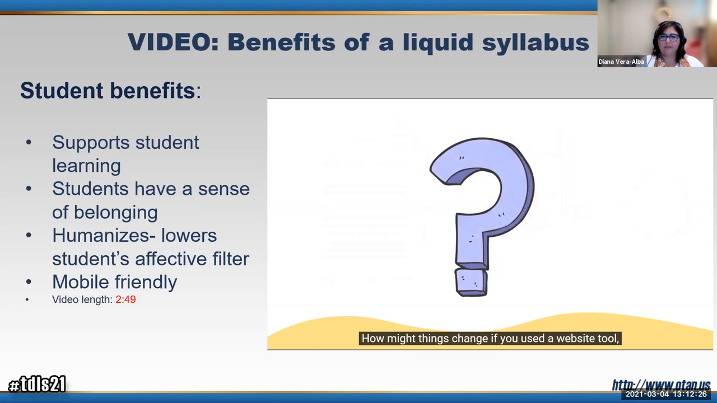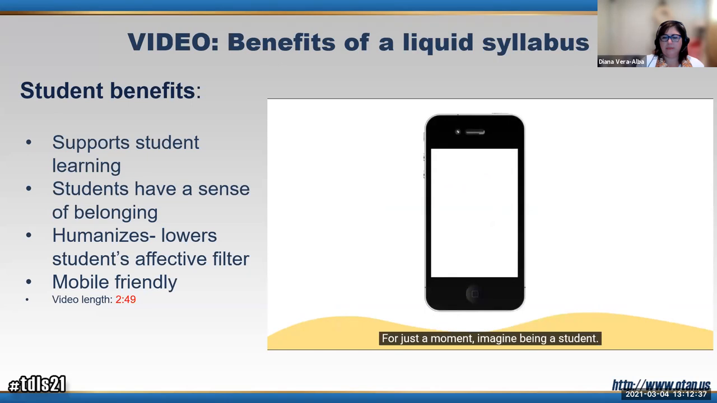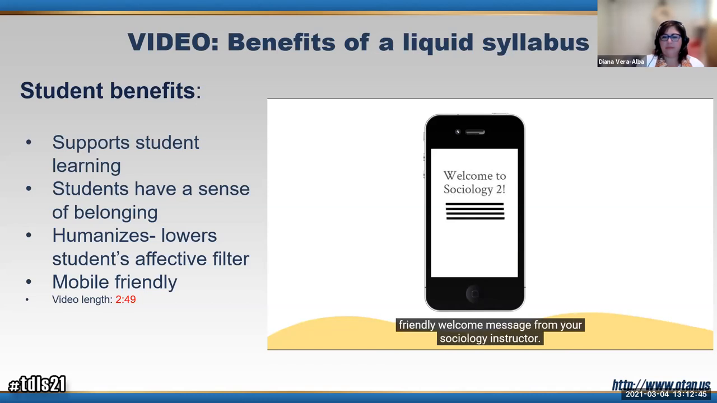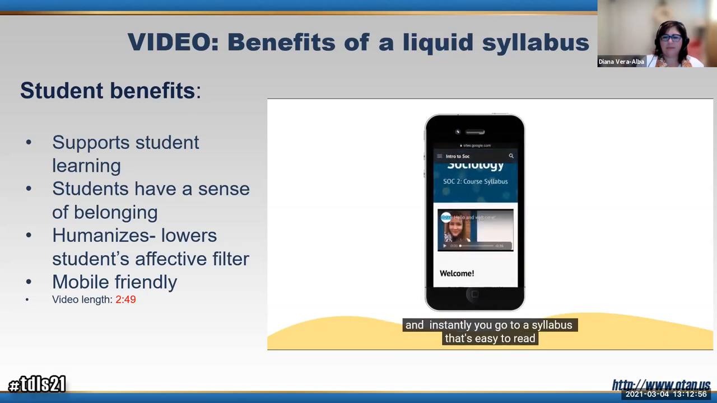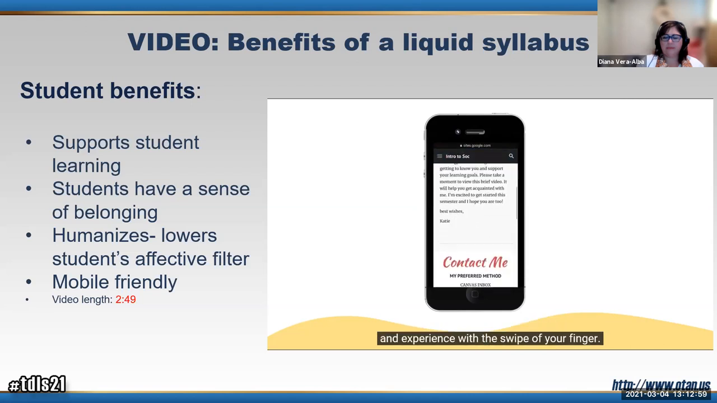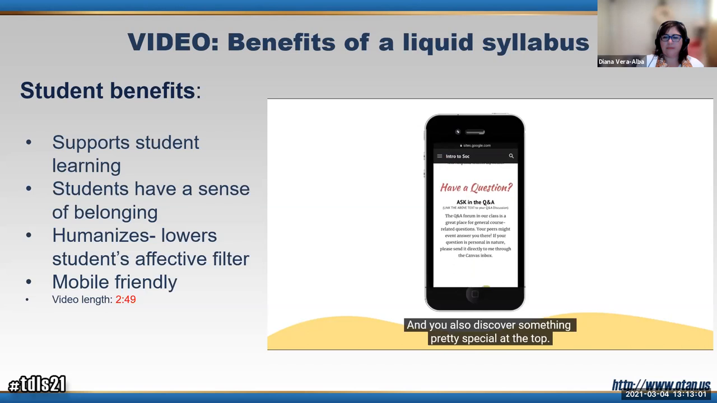How might things change if you used a website tool like Google Sites or WordPress to create a liquid version of your syllabus? For just a moment, imagine being a student. It's the start of your first semester in college, and the week before class starts, you check your email and you get a friendly welcome message from your sociology instructor. It includes a button at the bottom to check the syllabus. You tap that button with your finger, and instantly you go to a syllabus that's easy to read and experience with the swipe of your finger. And you also discover something pretty special at the top.